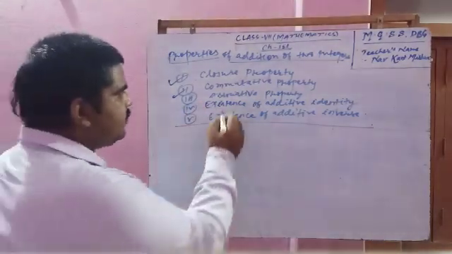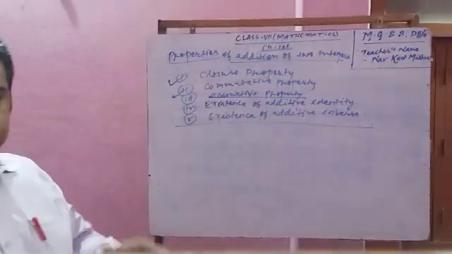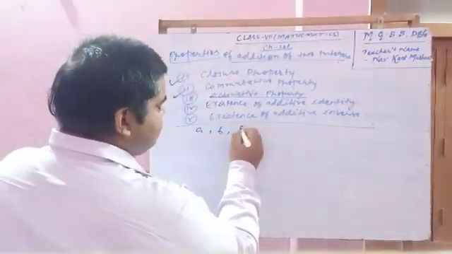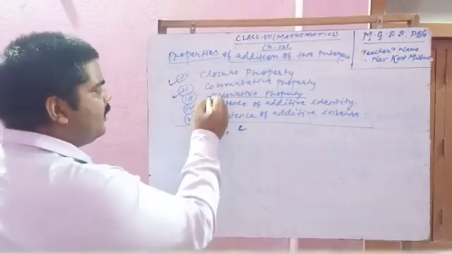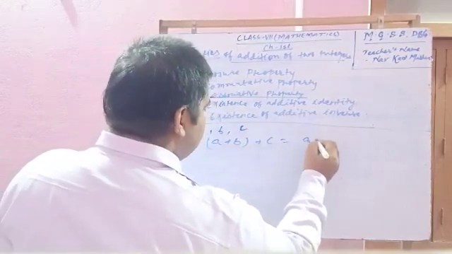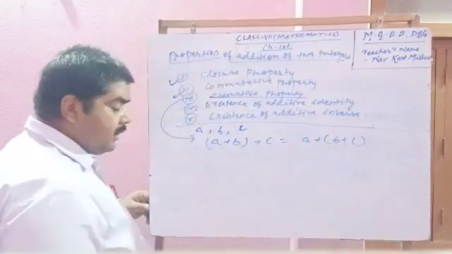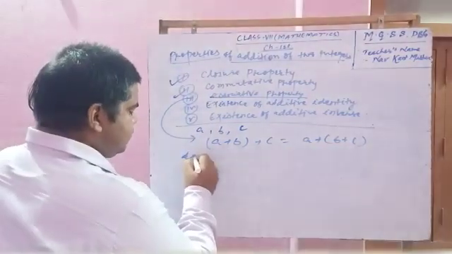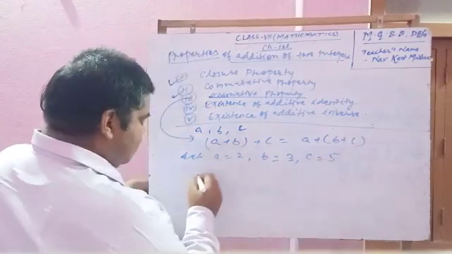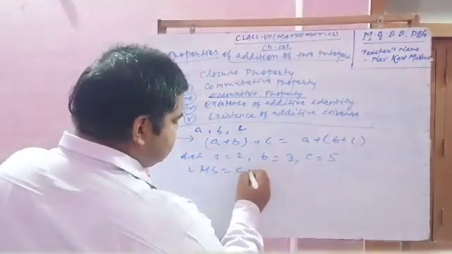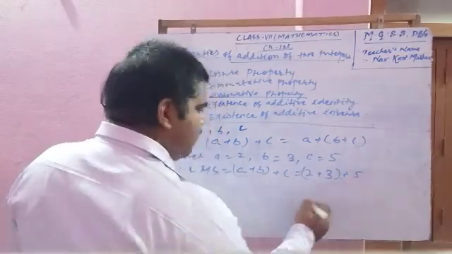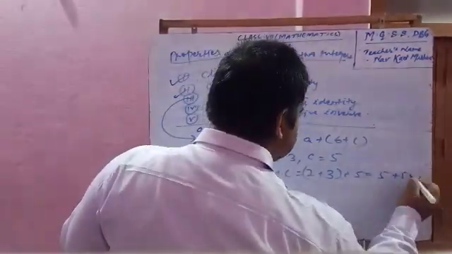Now the third property is the associative property. Actually, the associative property is related to three integers. Suppose that A, B and C are three integers, then according to the associative property, (A plus B) plus C is equal to A plus (B plus C). Now take an example. Let A equal 2, B equal 3, C equal 5. Then on the LHS, you have to check (A plus B) plus C, 2 plus 3 plus 5. After the operation you get 10.